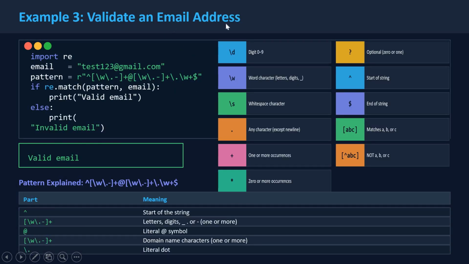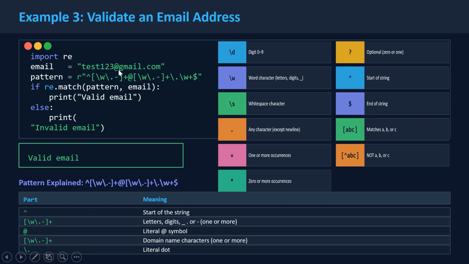Now next, validate an email address. For example, I'm writing test123@gmail.com. What is most important here? Whenever we are checking this mail, we have to check the @ and we have to check the dot. Between @ and dot, some characters should be there. After the dot, some characters should be there. And before the @, some characters should be there.